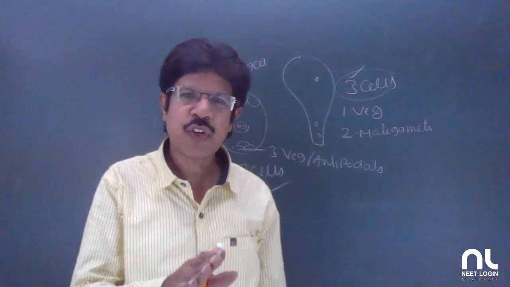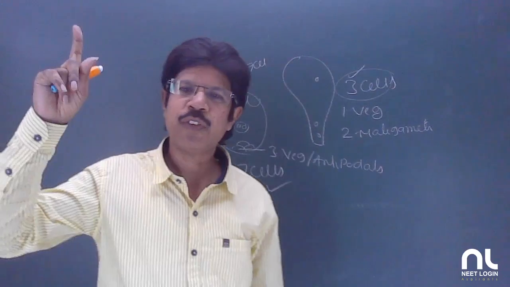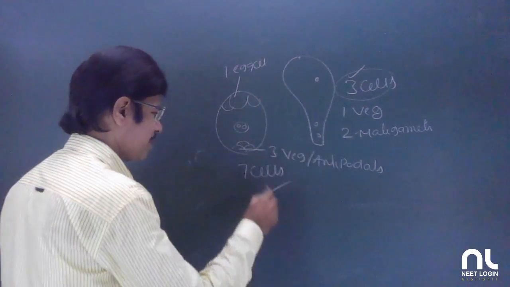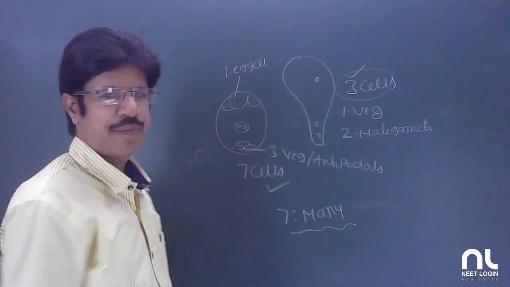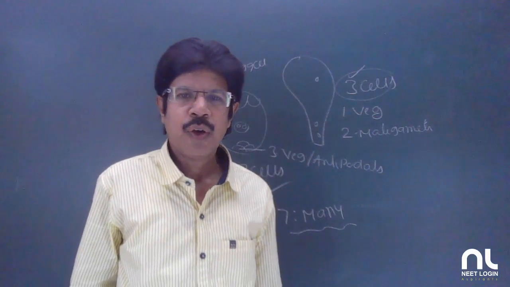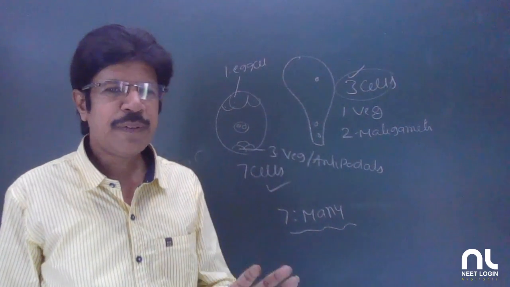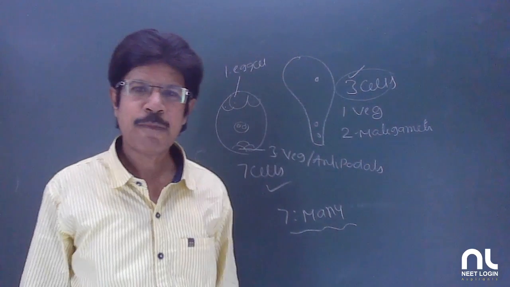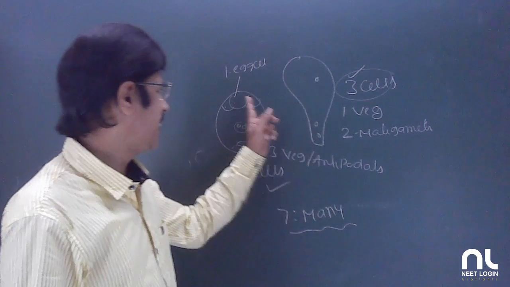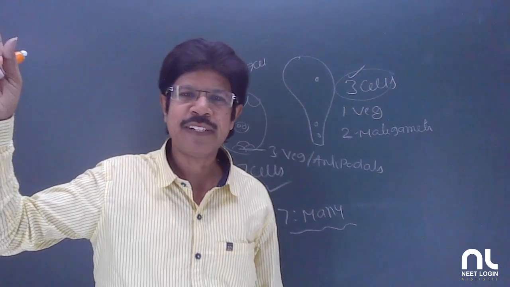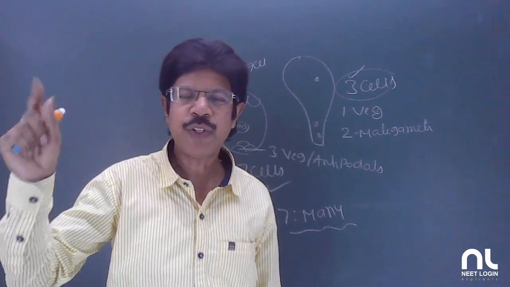So what is the ratio of female gametophyte of angiosperm to female gametophyte of gymnosperm? That is 7:many. What is the ratio of female gametes in the female gametophyte of angiosperm to that of gymnosperm? Here it is 1. In gymnosperm many archegonia are present, so many egg cells are present. So 1:many.